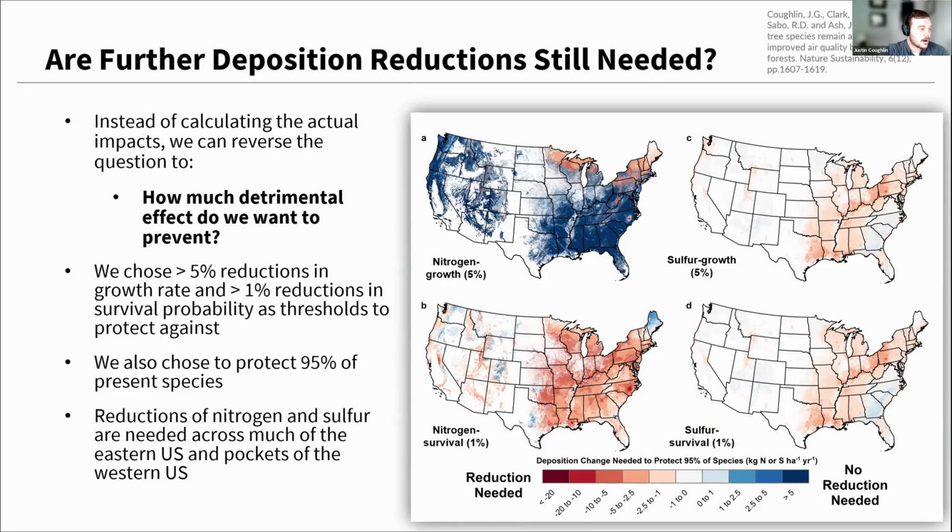So what we see here are that reductions of nitrogen and sulfur are needed across much of the eastern US, as well as pockets of the western US. For sulfur, there isn't much reduction needed in the west because sulfur is already pretty low. Again, these agricultural hotspots tend to jump out, notably on nitrogen survival, places in the Midwest, as well as in North Carolina.